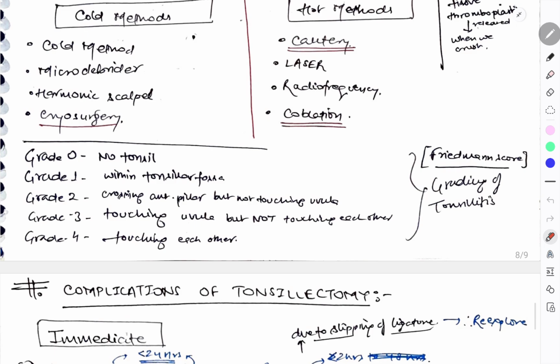Okay, do you know about the grading of tonsils in chronic tonsillitis? So we have grade 0 means no tonsil, means after tonsillectomy. Okay, grade 1, it is within the tonsillar fossa. Grade 2, it is crossing the anterior pillar but not touching the uvula. Grade 3, it is touching the uvula but not touching each other. And grade 4 is touching each other or kissing. Okay, so this is grading of tonsils, known as Friedman grading.